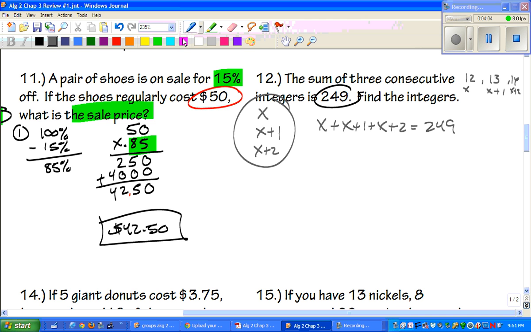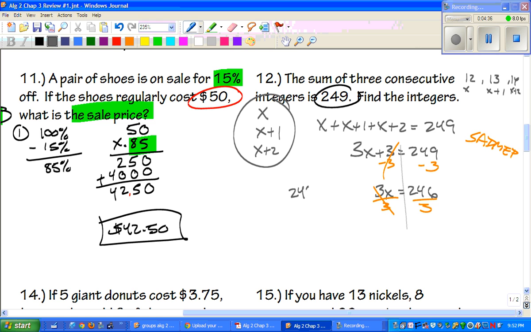249. So go ahead and combine your like terms, and you get 3x plus 3 equals 249. And from here, we're just following the rules of SADMAT. All right, so we're going to subtract 3 from both sides. And we get 3x equals 246. We've got to divide both of those by 3.